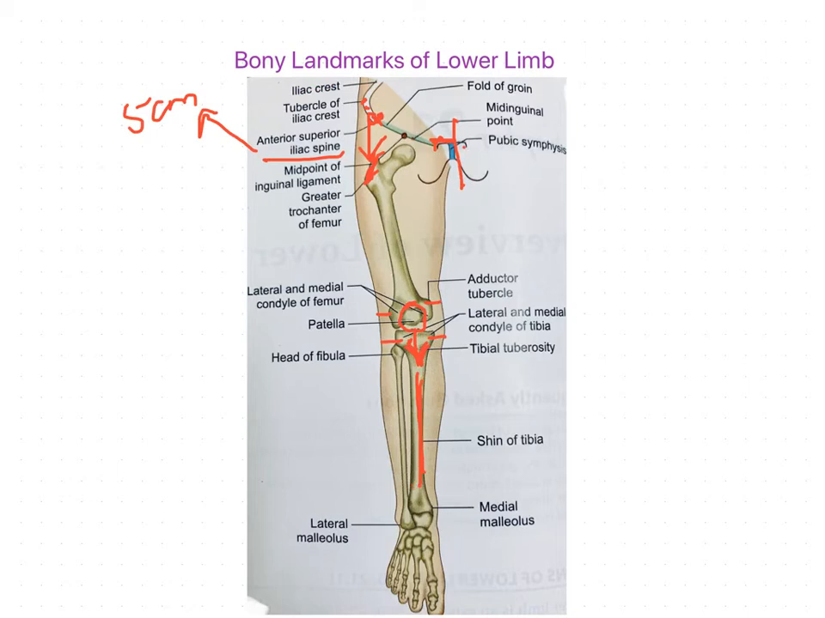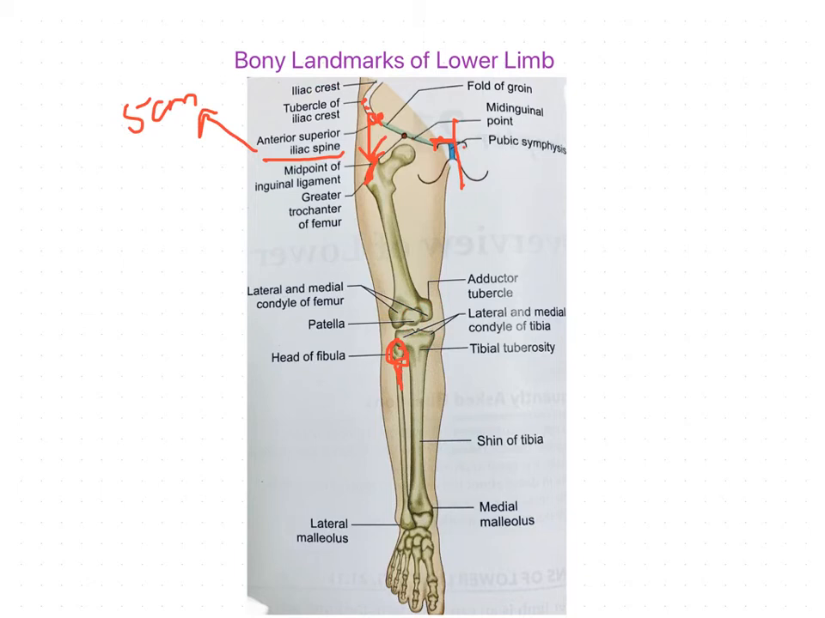And next, other important bony landmark is the head of the fibula. So this is the head of the fibula. It is a prominence felt on the posterolateral aspect of the knee, very important, and is in line with the upper edge of the tibial tuberosity. Below the head, the neck of the fibula is also palpated.